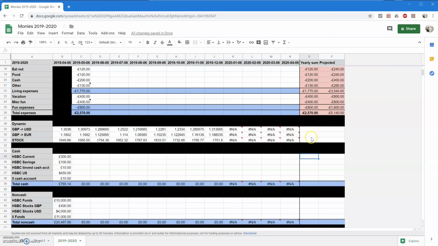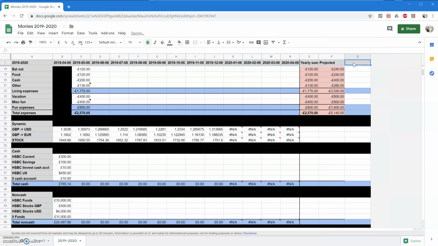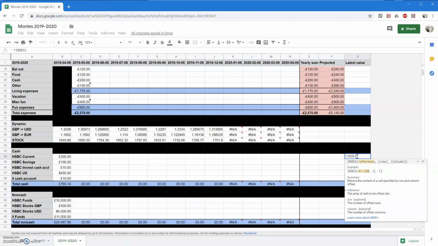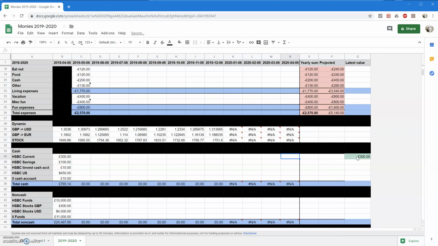Now, yearly sum doesn't really make sense here, nor projected. So let's add another column called latest value, which we can get in the exact same way as before. Index from B34 to N34. There, so that's the latest value.